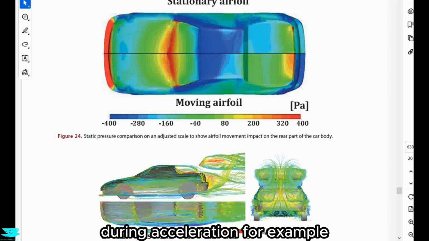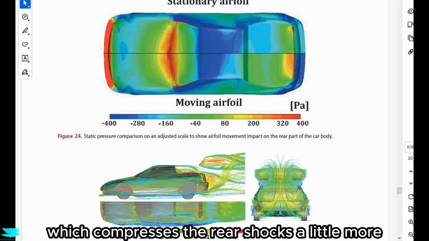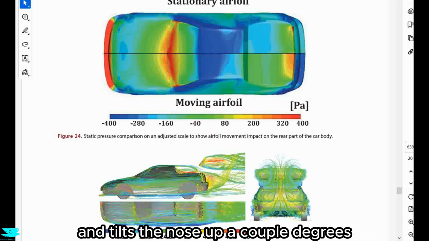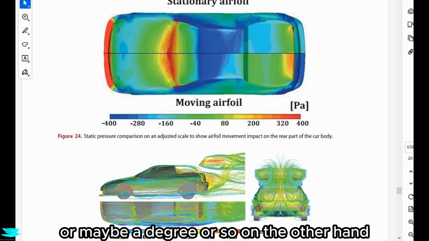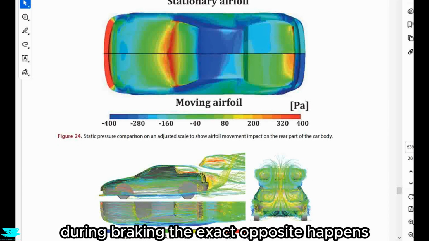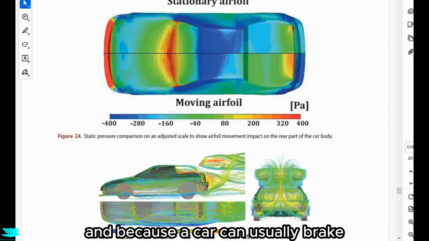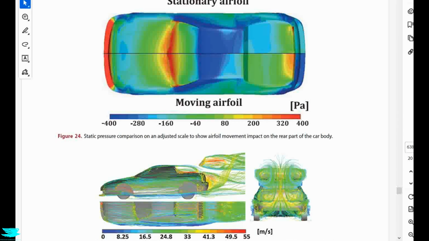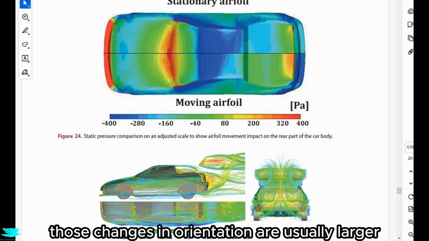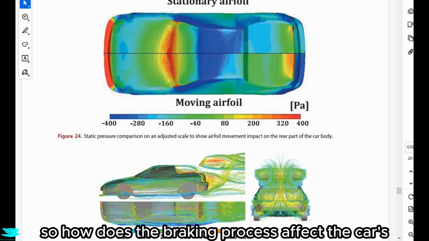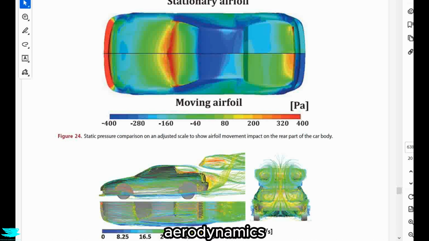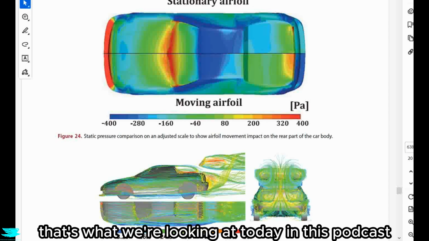During acceleration, for example, it pulls back a little bit, which compresses the rear shocks a little more and tilts the nose up a couple degrees, or maybe a degree or so. On the other hand, during braking, the exact opposite happens. And because a car can usually brake faster than it accelerates, those changes in orientation are usually larger. So, how does the braking process affect a car's aerodynamics? That's what we're looking at today in this podcast.